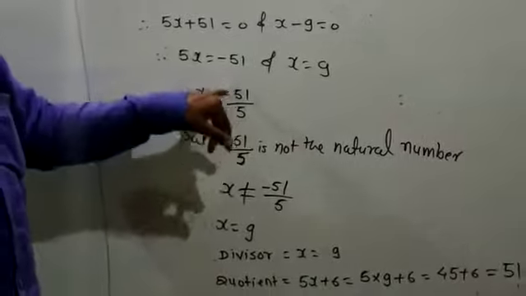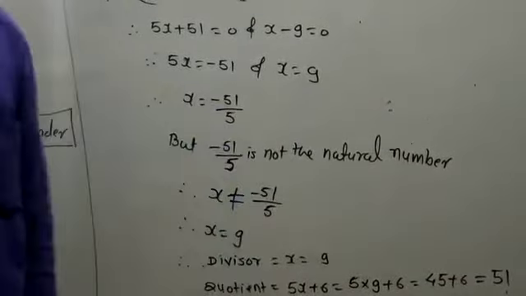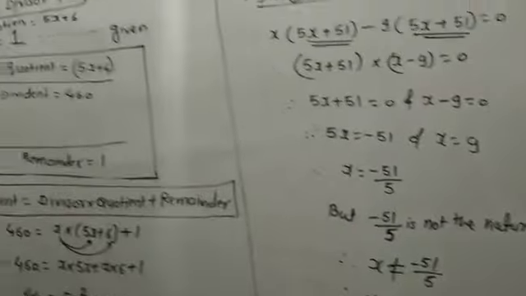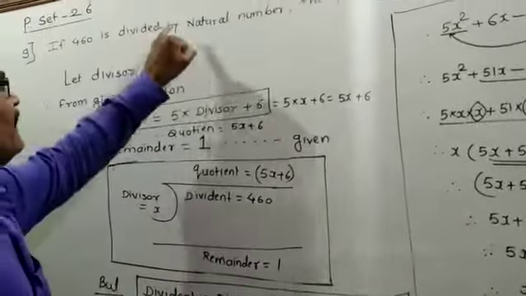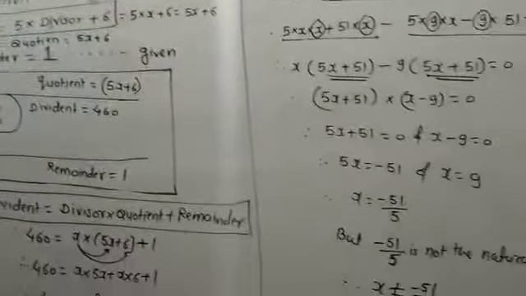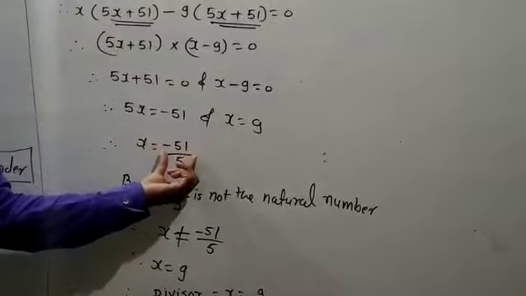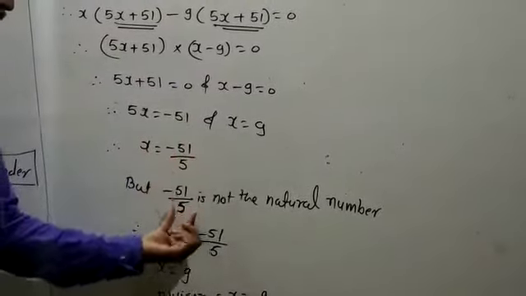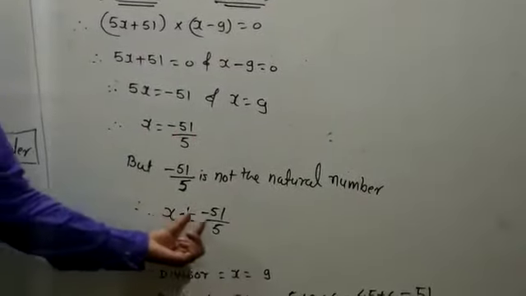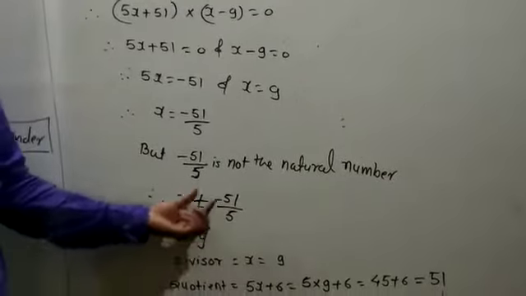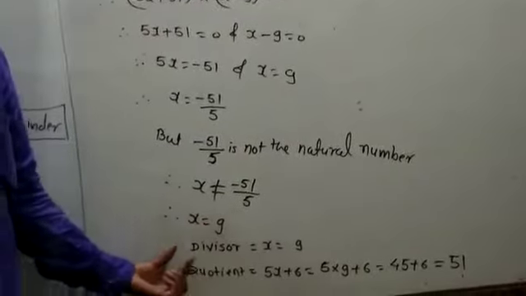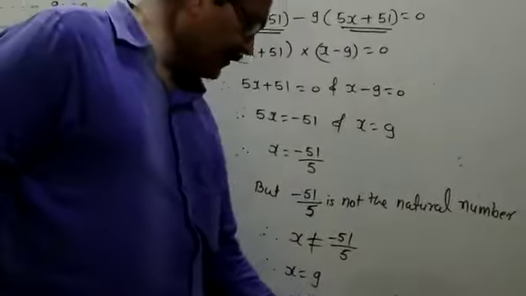But minus 51 upon 5 is not a natural number, because here you are saying that 460 is divided by a natural number. So you have to say that this minus 51 upon 5 is not a natural number. So x is not equal to minus 51 upon 5. Therefore x is equal to 9 will come. Therefore divisor is equal to x is equal to 9.